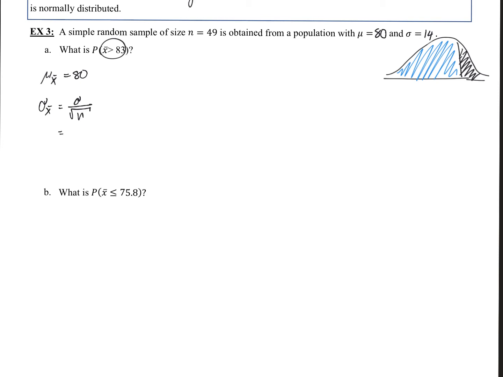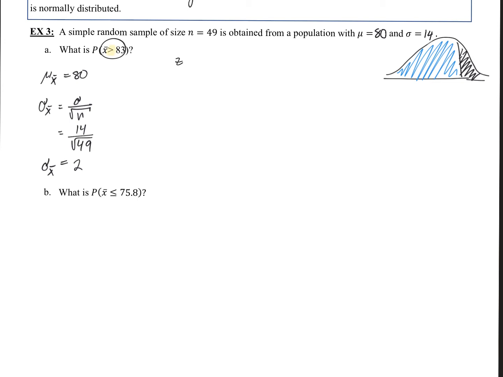So that'll be 14 divided by the square root of 49, which is going to come out to be 2. Ooh, what a nice number. That's unusually nice. Okay, so now what do we want to do? Well, remember, we're trying to find that z-score. Then we can find the area. Once we find the area, which will give us the area to the left, we'll subtract it from 1 to get the area that is greater than, which is what we're looking for. Remember, for 83, we're looking for a greater than.